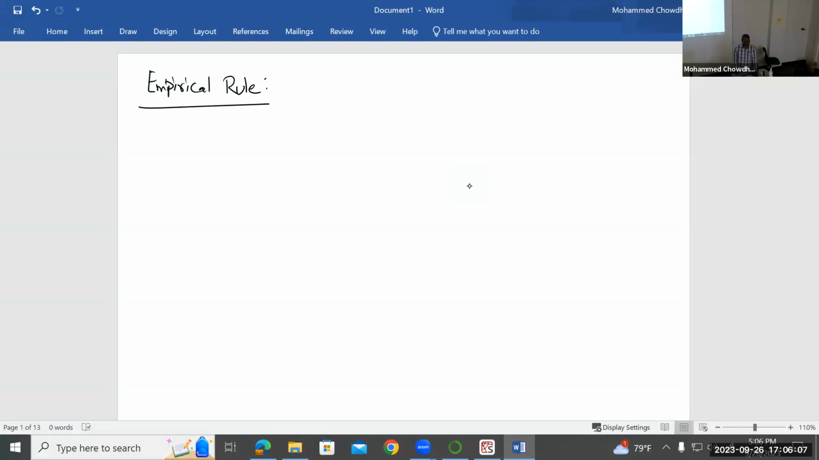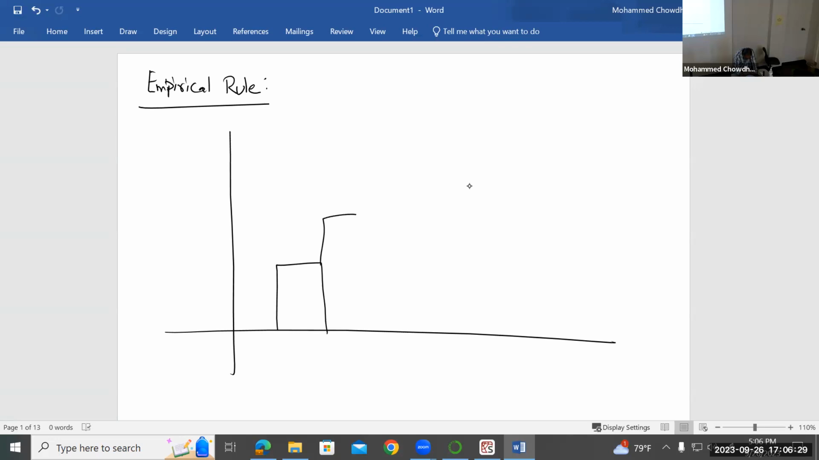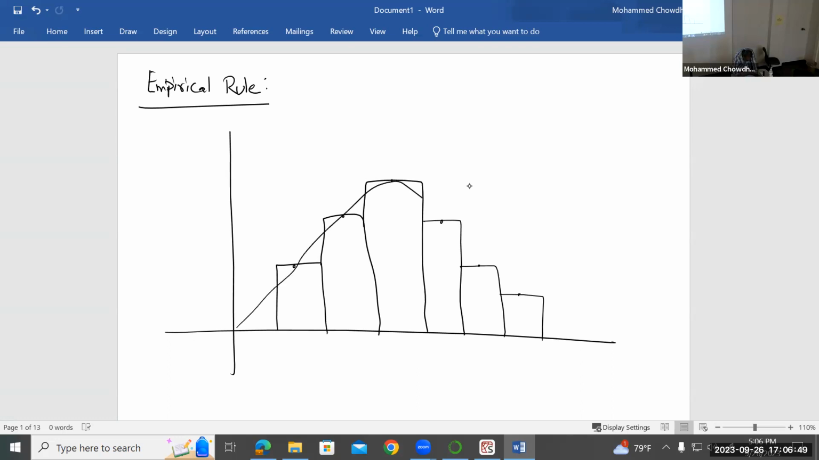Empirical rule is telling you: you have a data and you have constructed a histogram. After the data, you constructed a histogram. So suppose you have one like this. And then you add the top middle point of each bar and connect them by this frequency curve. Okay.